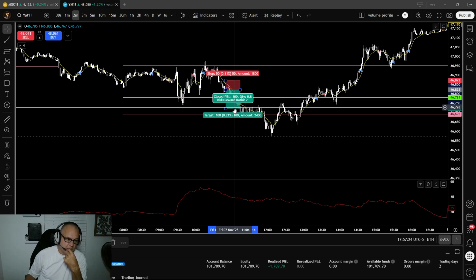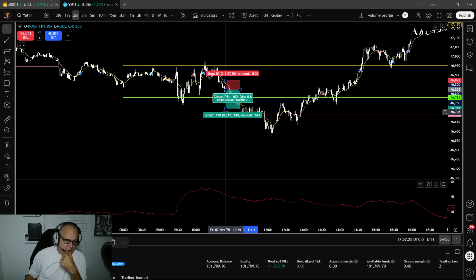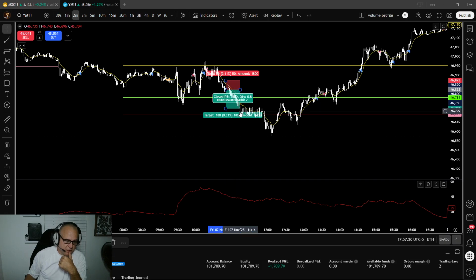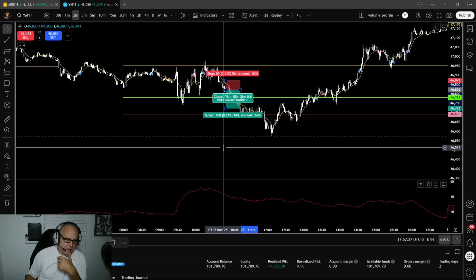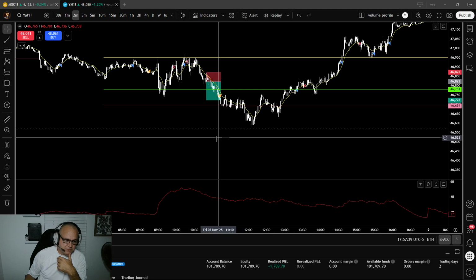I think my Topstep account tells me how many bars that was, but yeah, we entered the trade at 10:50. We're out of the trade at 11:14. It's 24 minutes. Okay? And I'm out of the trade.